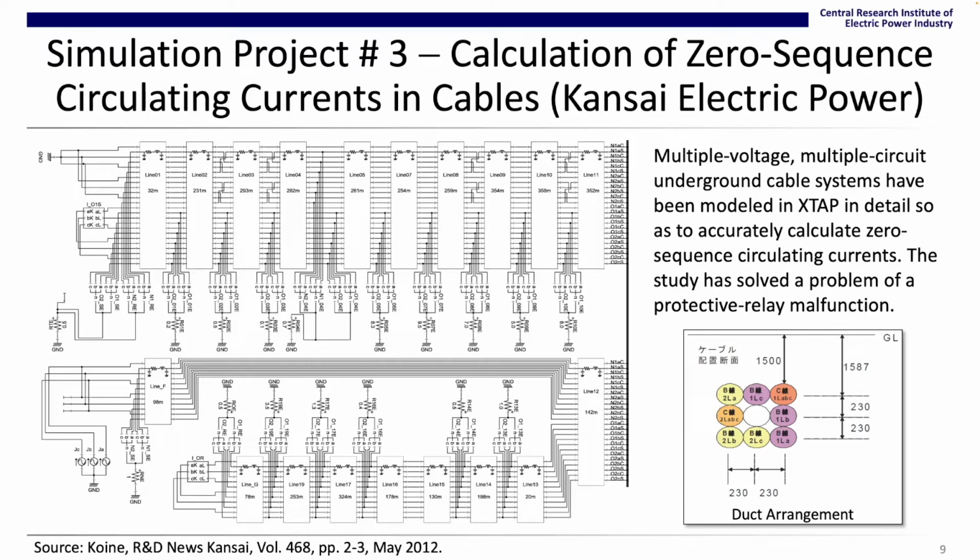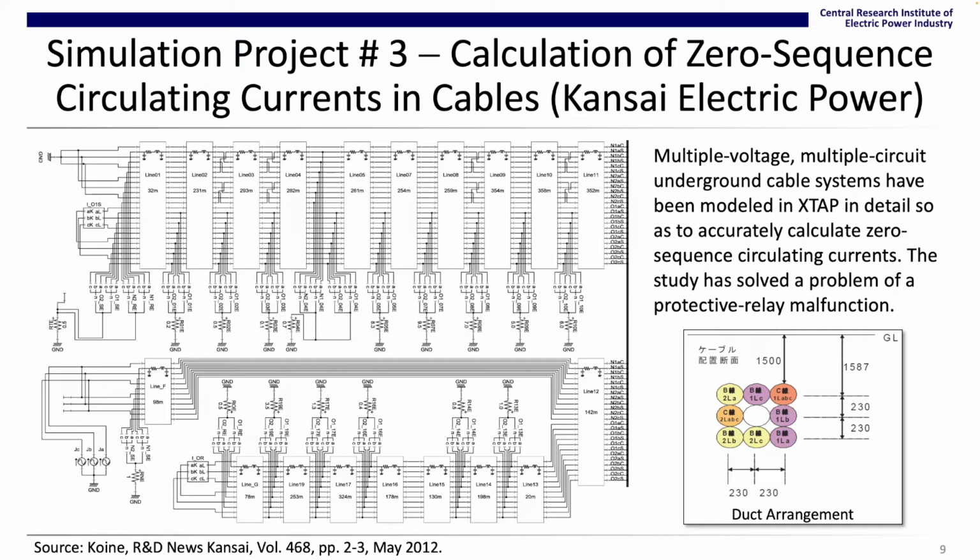Kansai Electric Power Company supplies electricity to highly populated areas, and so underground cable transmission lines are used in many places. Simulation project number 3 is the calculation of zero-sequence circulating currents in underground cable transmission lines. This simulation was carried out by Kansai Electric Power Company.